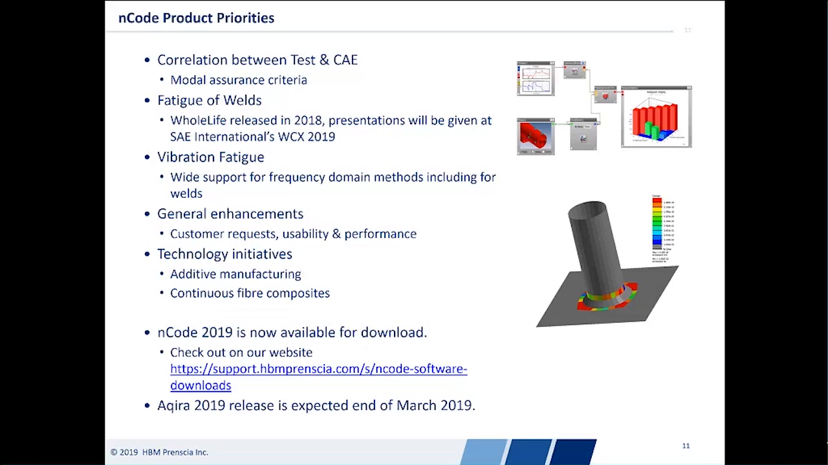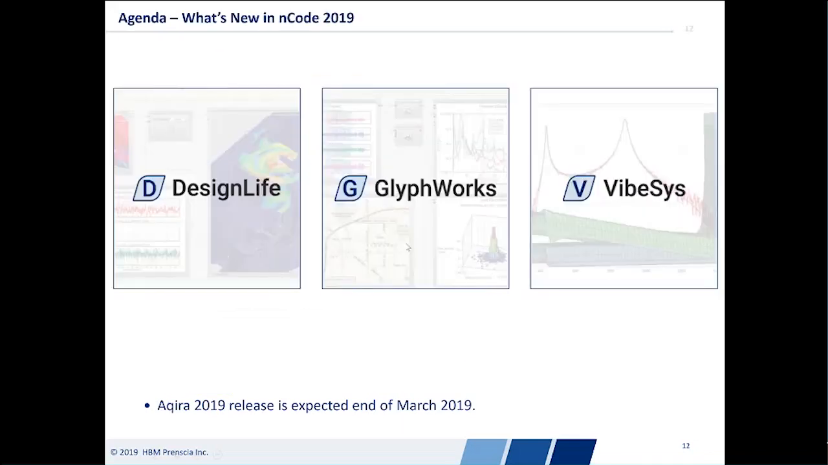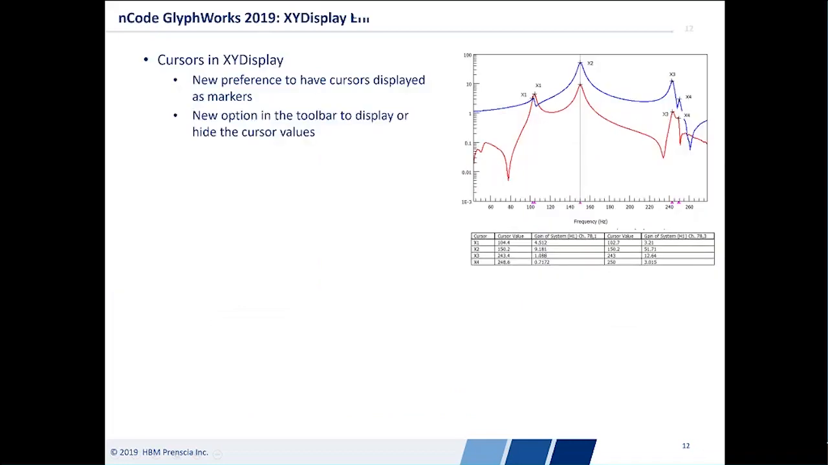So let's start with GlyphWorks now. So what's new in GlyphWorks 2019? First, in the XY display glyph, we've enhanced the use of cursors, where we've added additional features for the use of cursors. So now you can have your cursors displayed as those little crosses or the mark types, right?